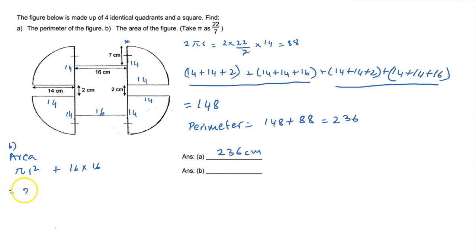Okay, so this is 22/7 times 14 times 14 plus 16 times 16, 872. So our answer is 872 centimeters square. So our perimeter is 236 centimeters and our area is 872 centimeters square.